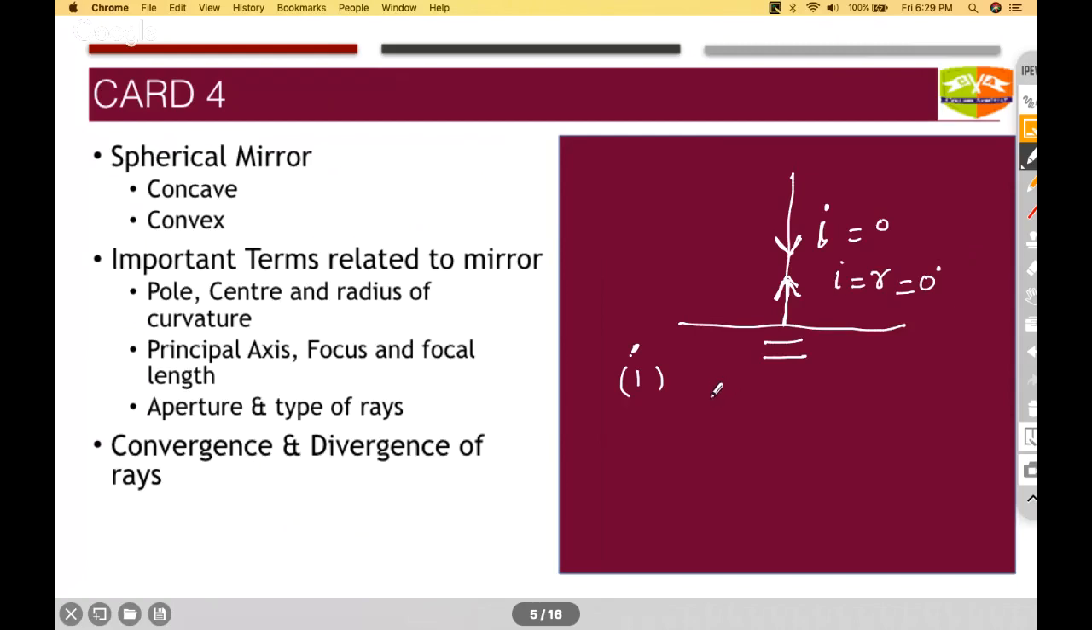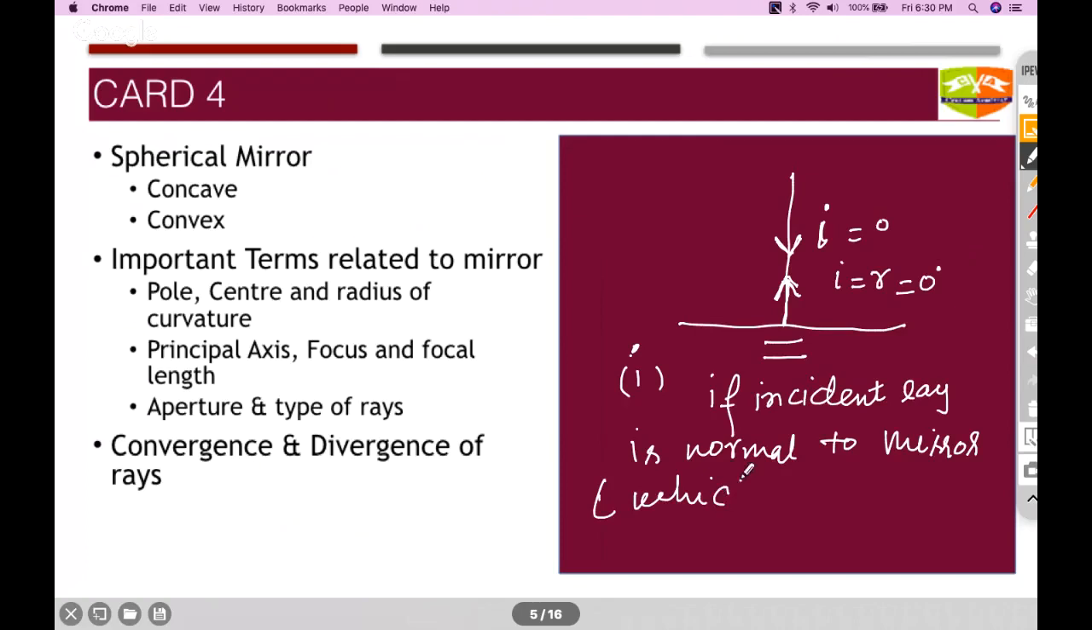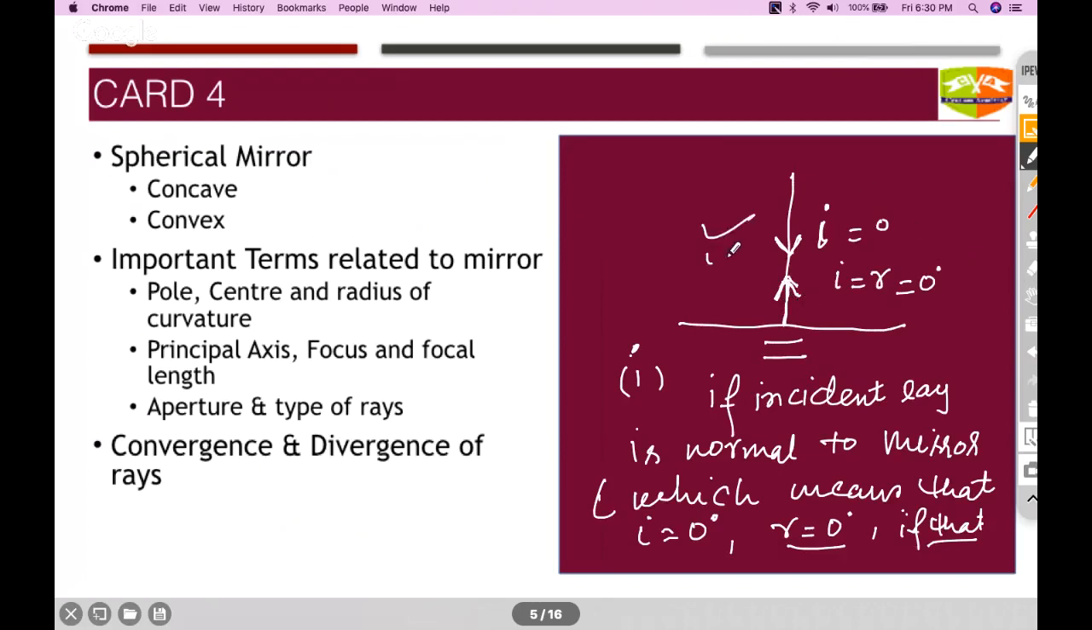After that, you should write that if the incident ray is normal to the mirror, which means that I is equal to 0 degrees, that also means that R is equal to 0 degrees. In that case, the light would get reflected in the same direction. So this diagram is important, and then one or two lines which throw light on what is happening in this figure will give you accurate marks while attempting this question.